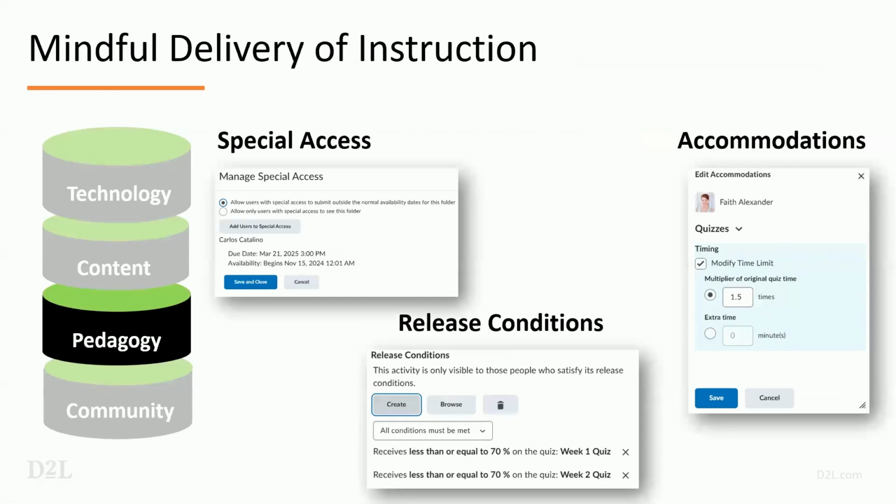So the pedagogy layer is where course facilitators and instructors use that technology and content to deliver learning. So we're going to look at special access, release conditions, and accommodations, which are tools that will help deliver an inclusive learning experience. And this is where the principles of universal design for learning and UDL come in. So let's take a look now in our environment.